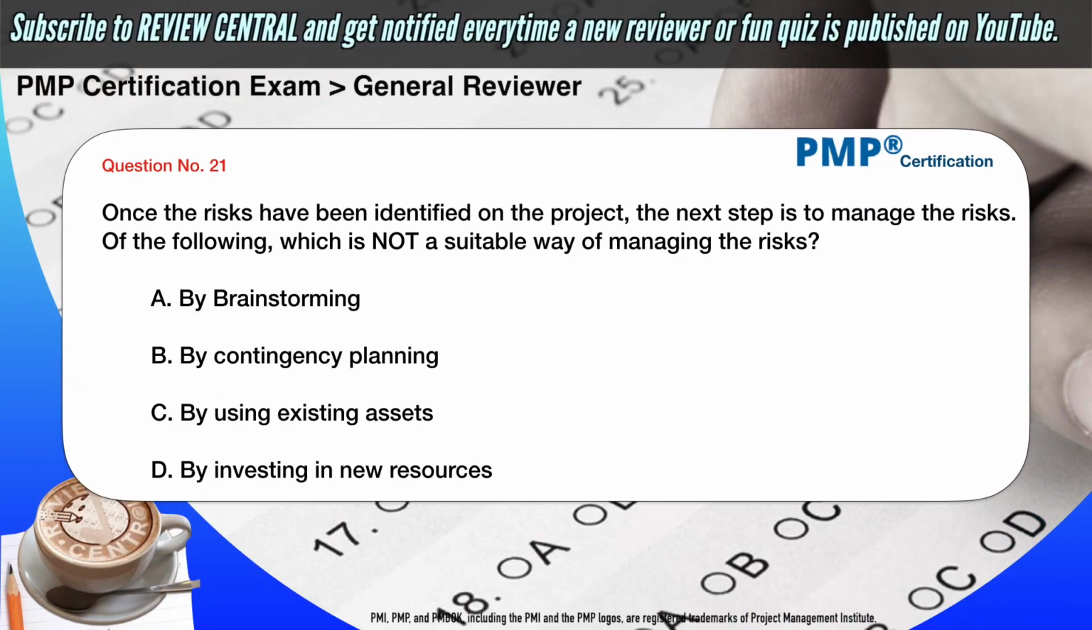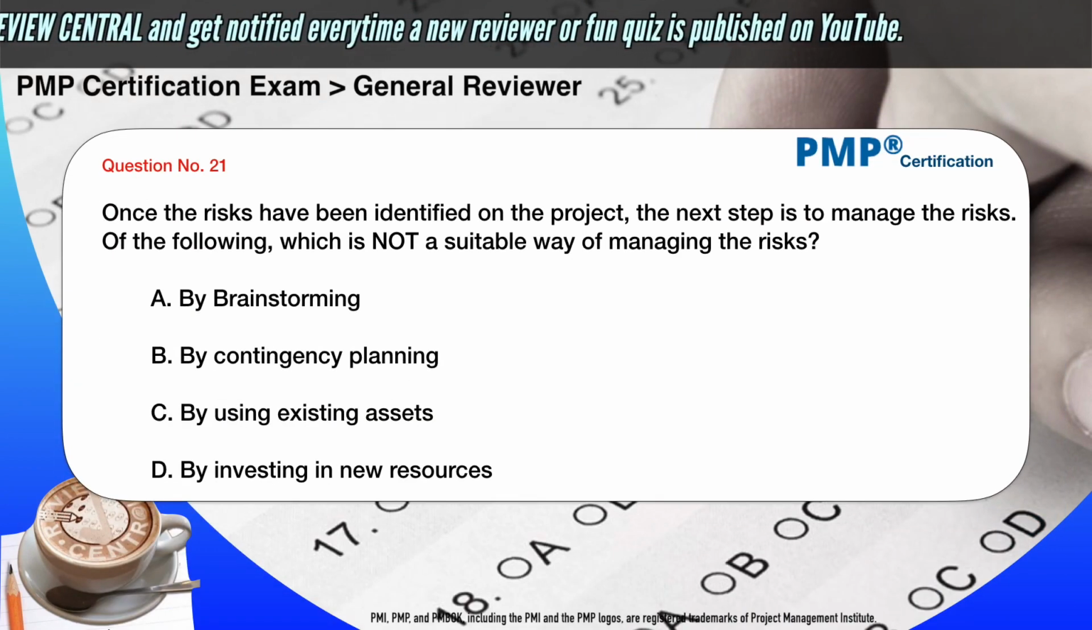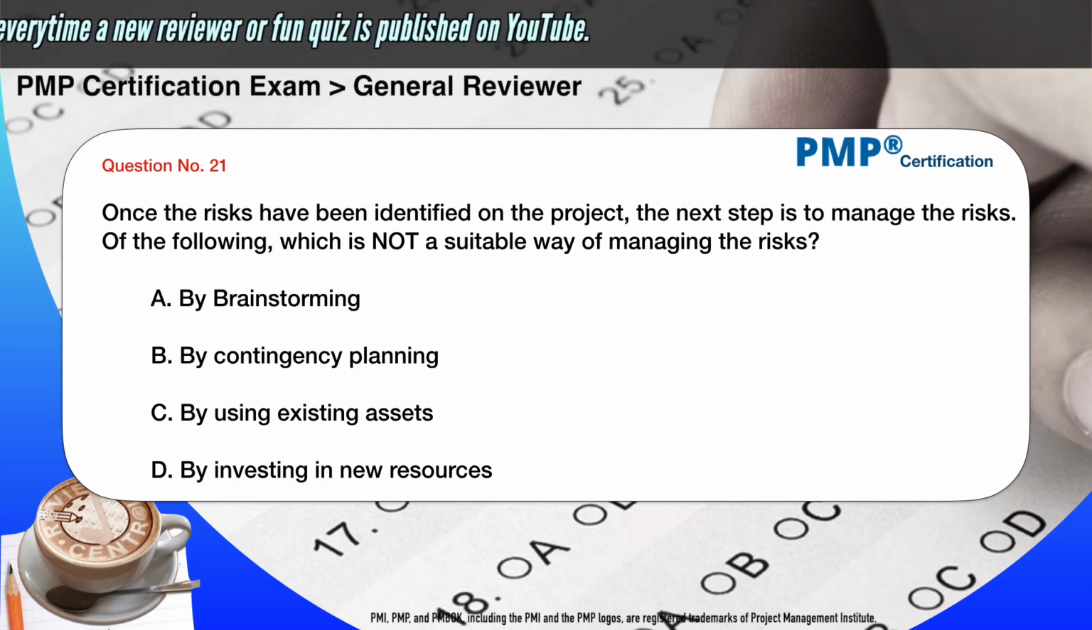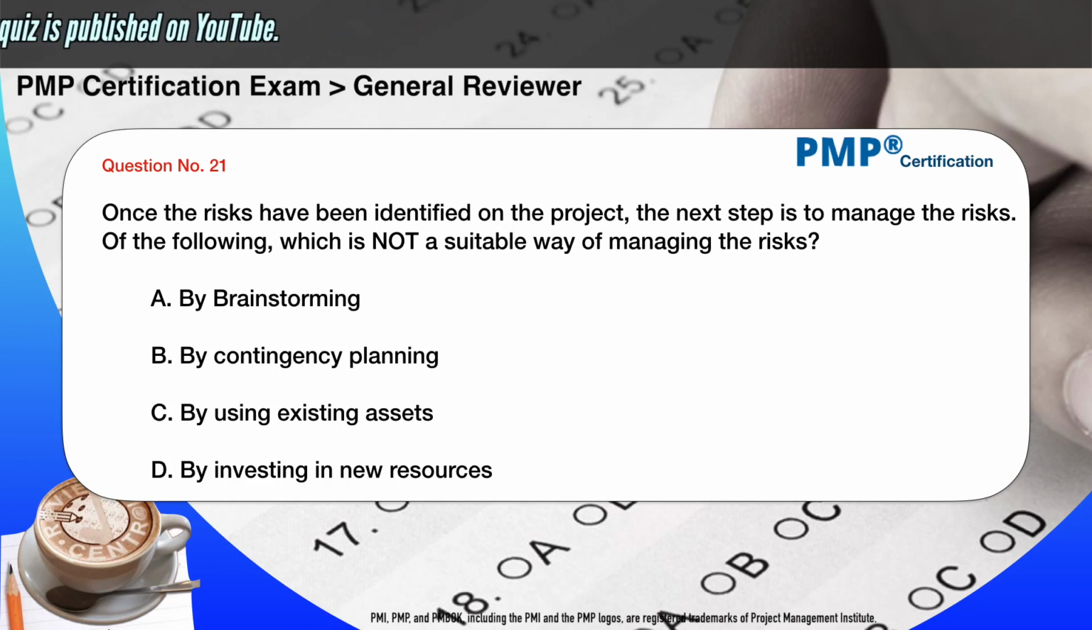Once the risks have been identified on the project, the next step is to manage the risks. Of the following, which is not a suitable way of managing the risks? A. By brainstorming. B. By contingency planning. C. By using existing assets. D. By investing in new resources.